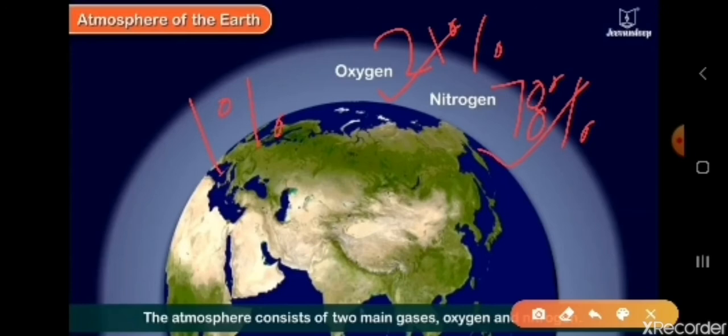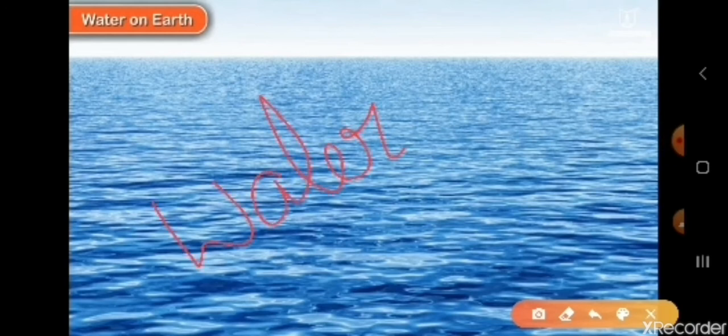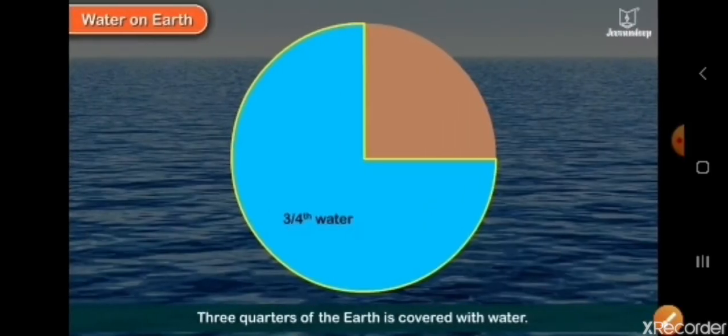Now, as we know children, water is another component which helps in the existence of life. This is water. Water plays a very important role in the existence of life on earth. So children, as we know, the earth is covered by 70% of water. Children, our earth is covered 70% by water, and the remaining 30% is land.